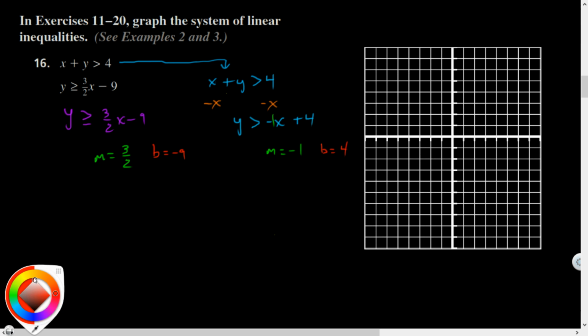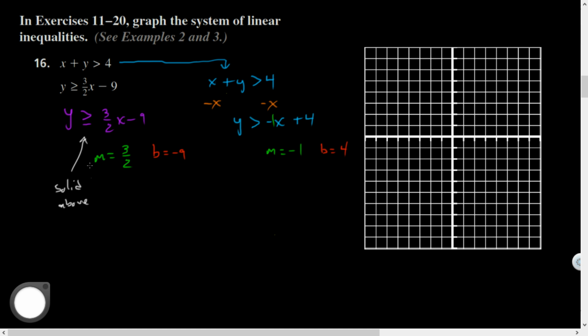Now, what about the inequalities? What does this mean? What am I doing? Solid and above, right? Solid because of the equal part, and above because y is greater. Bigger for y is above because y is the vertical axis. Positive here, negative there. And how about this one? Where's this one going to be shaded? Above, and dashed.